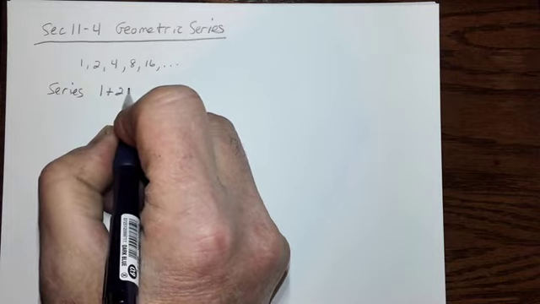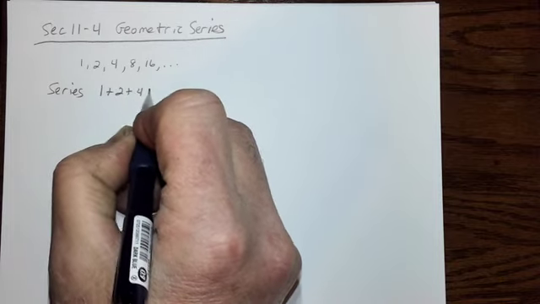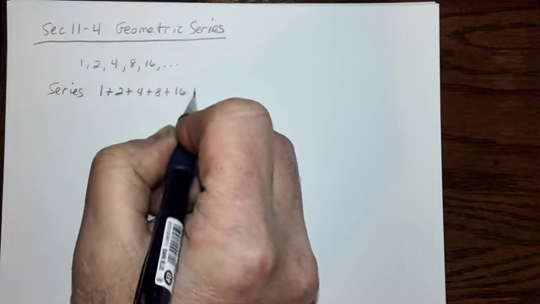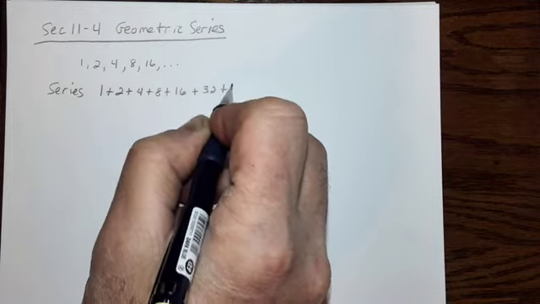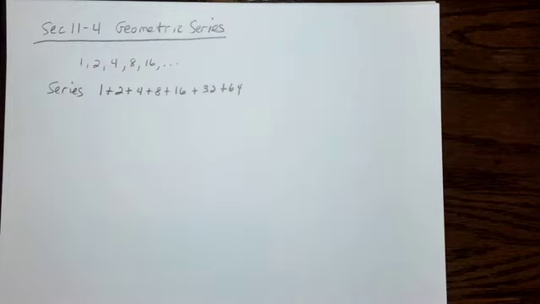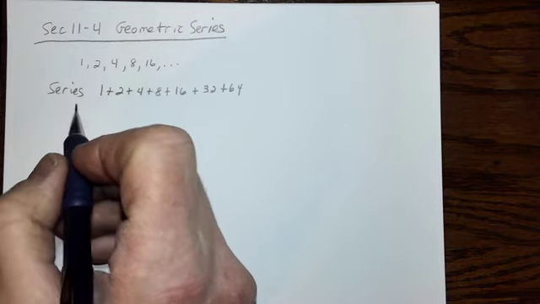So let's say I wanted to find out what 1 plus 2 plus 4 plus 8 plus 16 plus 32 plus 64 was. We could go ahead and just add those up. But you can imagine that wouldn't be a very good solution if there were 58 terms. I wouldn't want to carry that out that far. Fortunately for us, there's a formula for that.